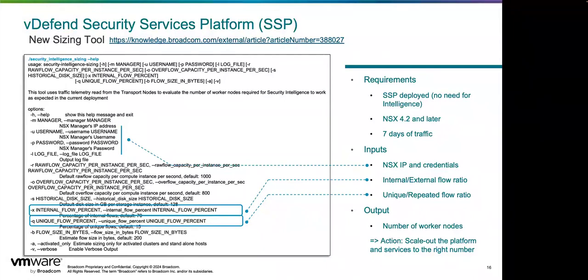The inputs that we do need for this script include NSX IP credentials, internal external flow ratio, and unique repeatable flow ratio, and the output will be the number of worker nodes you need. Then we can scale out the platform and turn on the services from the get-go.